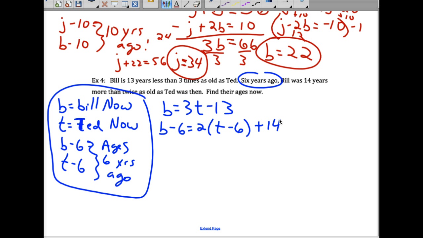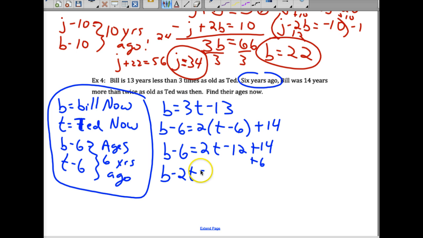All right, guys, look at that. How many people got that second equation? B minus 6 equals 2 times the quantity. Now, distribute, and let's use substitution because we know what B equals. So B minus 6 equals 2t minus 12 plus 14. I'm going to move the 2 t's over, B minus 2t, and then I'm going to add a 6. Does it equal 8?